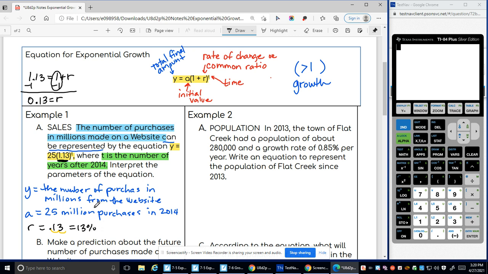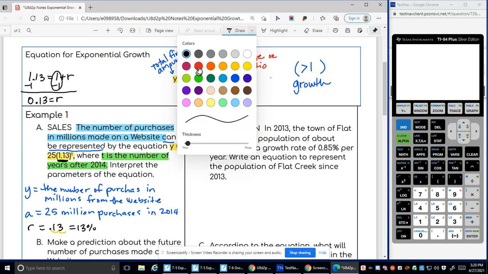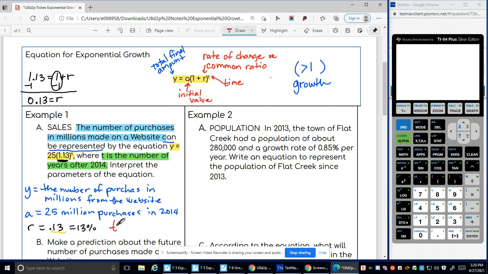Okay? And finally, T is for time. Now that is our unknown here. We don't know the time. And so T will actually represent the number of years. It actually tells you, T is the number of years after 2014.